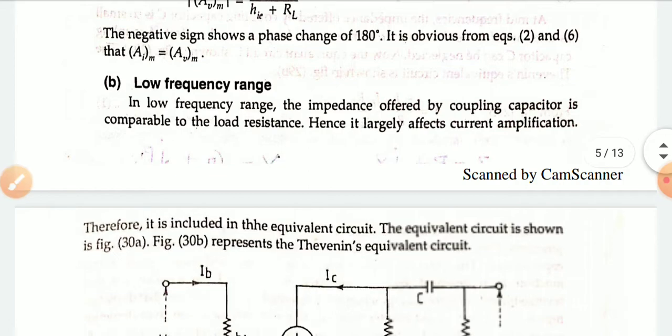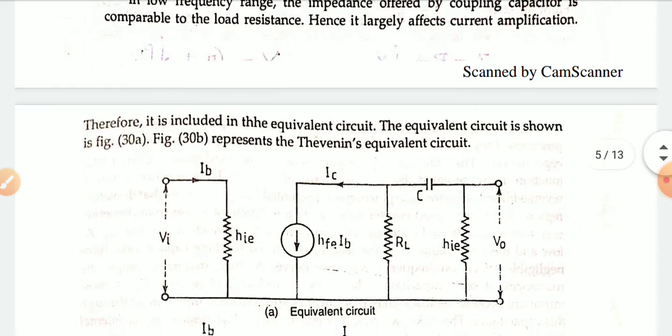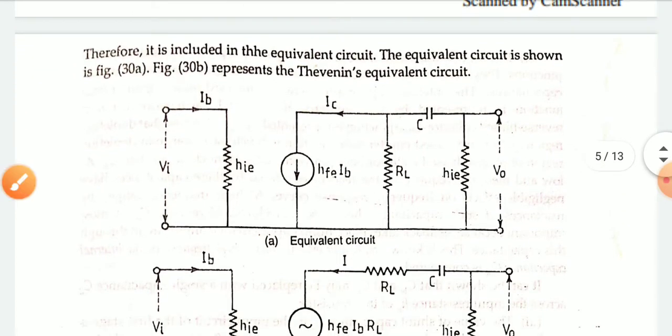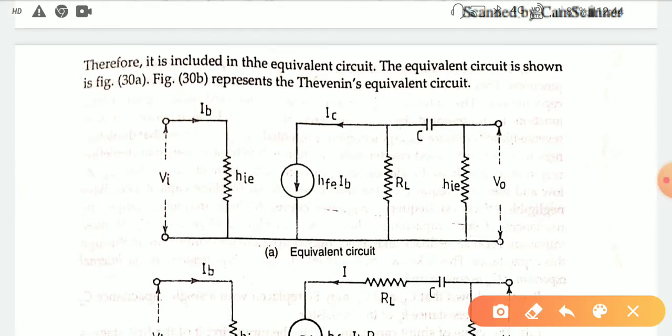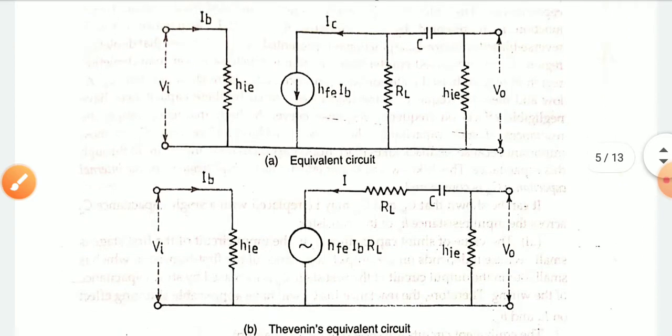Now for the low frequency region, what will be the case? For the low frequency, due to the capacitor, the impedance value should be maintained there, because Xc is equal to 1 by 2 pi fC. In this case, f is so low, so you should consider the Xc value, that is the impedance value. So in this case, you just consider this one. And what will be the equivalent circuit for this case now?